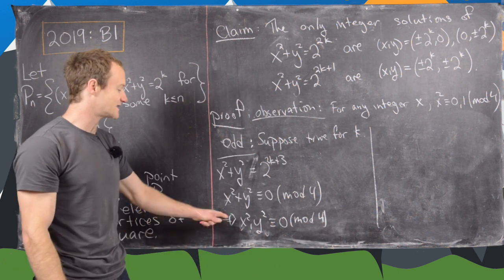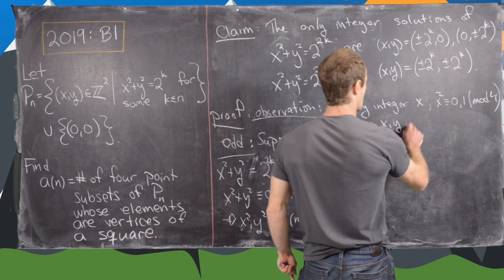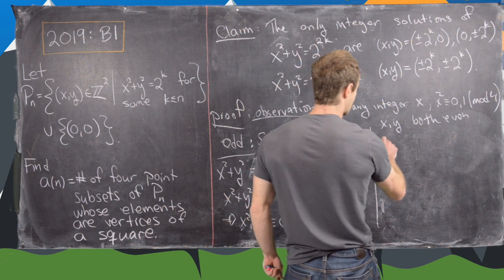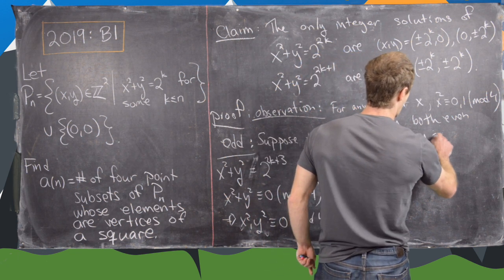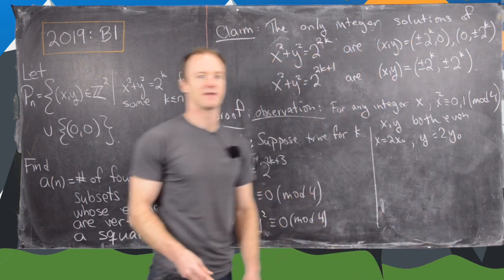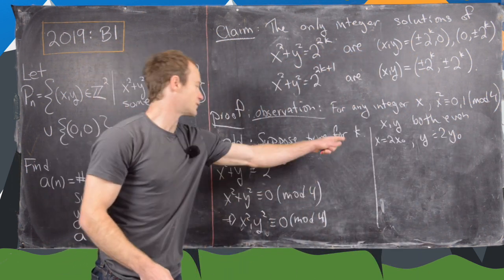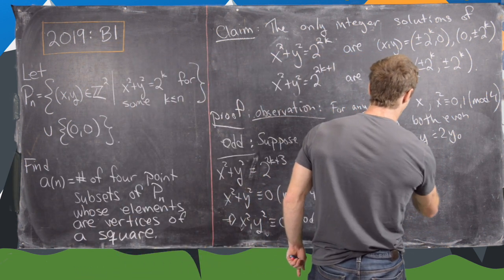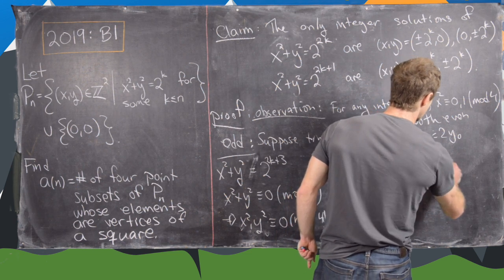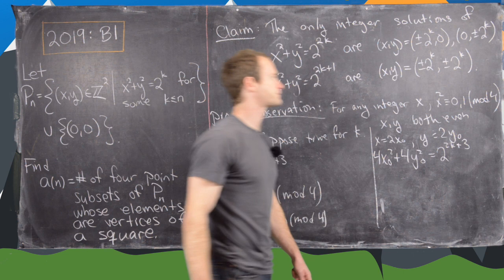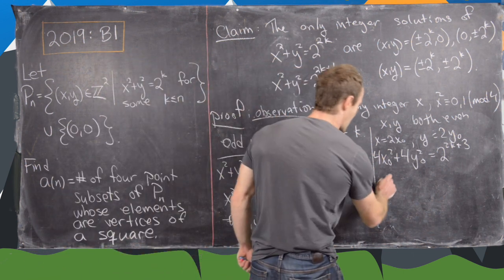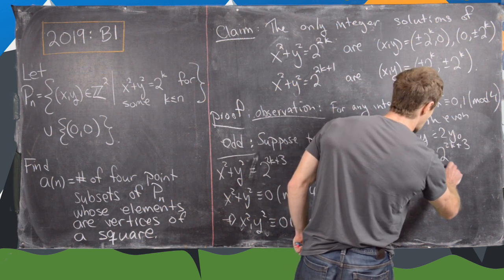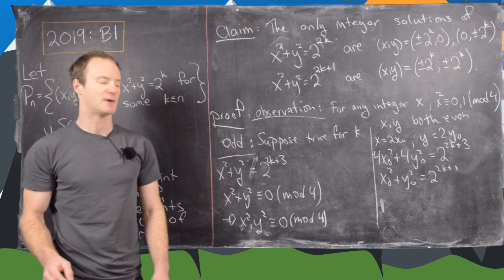But what that leads us to say is that x and y are both even, which tells us that we can write x equal to 2x naught and y equal to 2y naught, and then we'll do exactly the same thing that we did in the last step. So we'll plug that back into this equation, so that gives us 4x naught squared plus 4y naught squared equals 2 to the 2k plus 3. Good. But then that gives us x naught squared plus y naught squared equals 2 to the 2k plus 1, just by dividing both sides by 4.